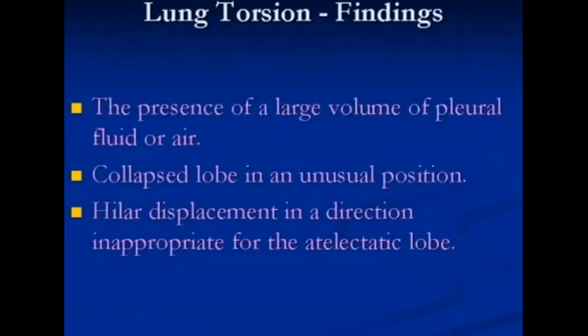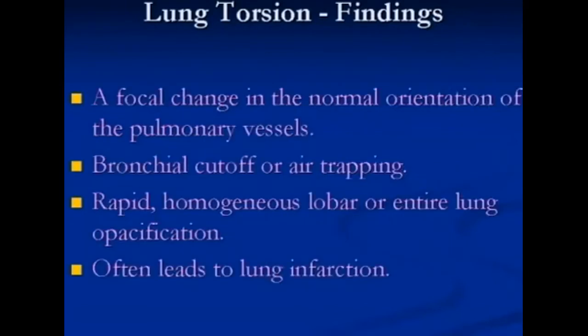What do you see? How are you going to recognize this? Okay, first of all, you look for a place to do it, a big collection of fluid or air in the pleural space, a collapsed lobe that's in an unusual position, hilar displacement in a direction that's inappropriate for the normal atelectasis. You can get a focal change in orientation of vessels or bronchi. You can get bronchial cutoff. Now, this is one that has been reported in the literature. Rapid homogeneous lobar or entire lung opacification. It looks like a big pleural effusion, or a totally atelectatic lung, basically white out of one side. And if you don't make the diagnosis, it'll infarct and probably the patient will die.